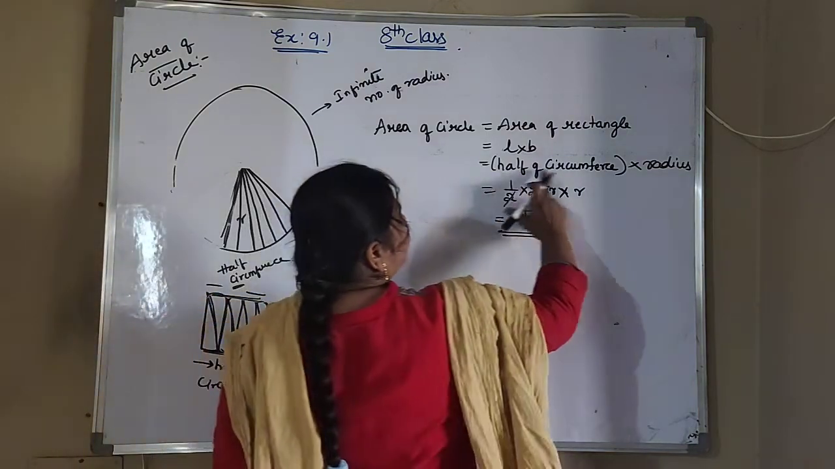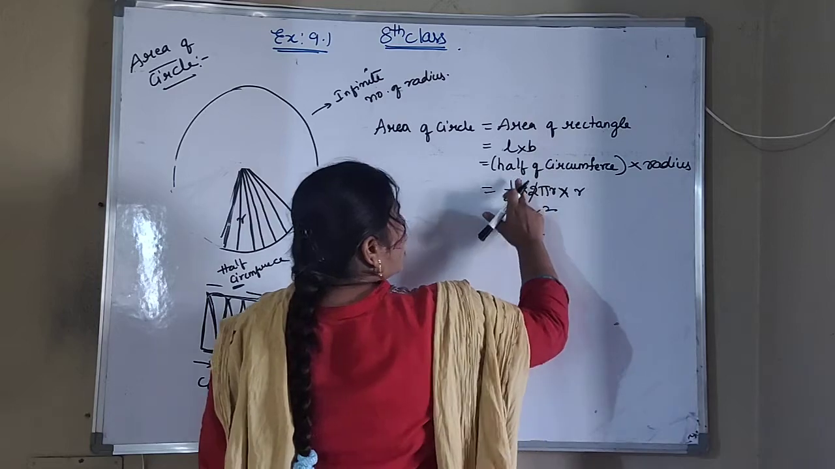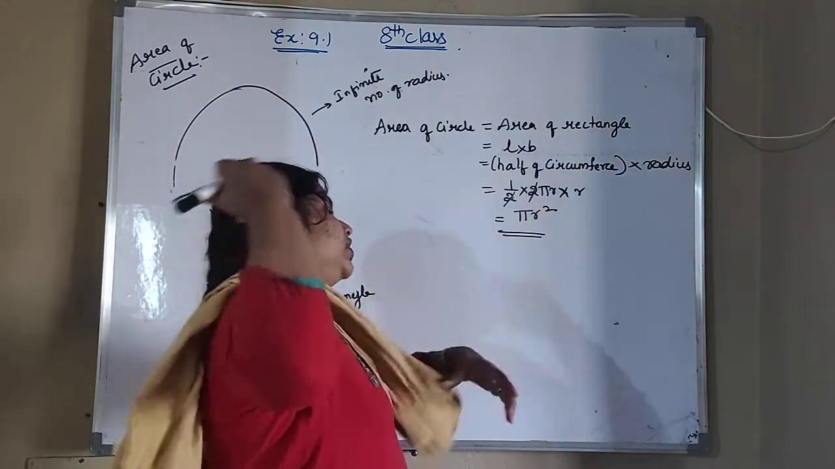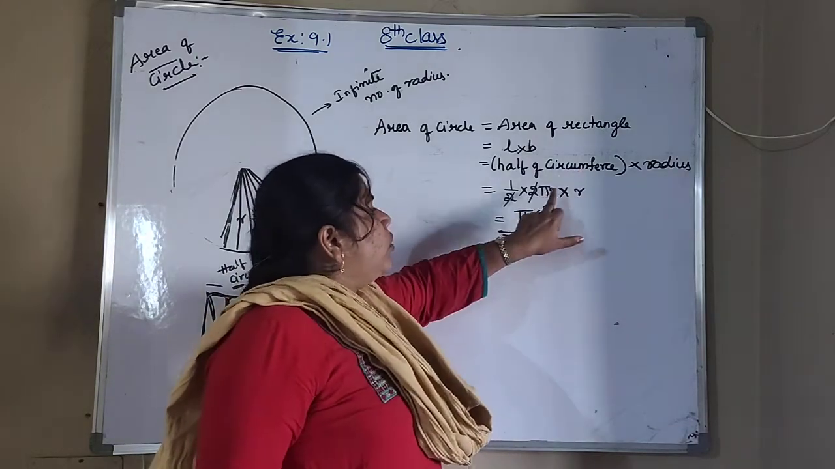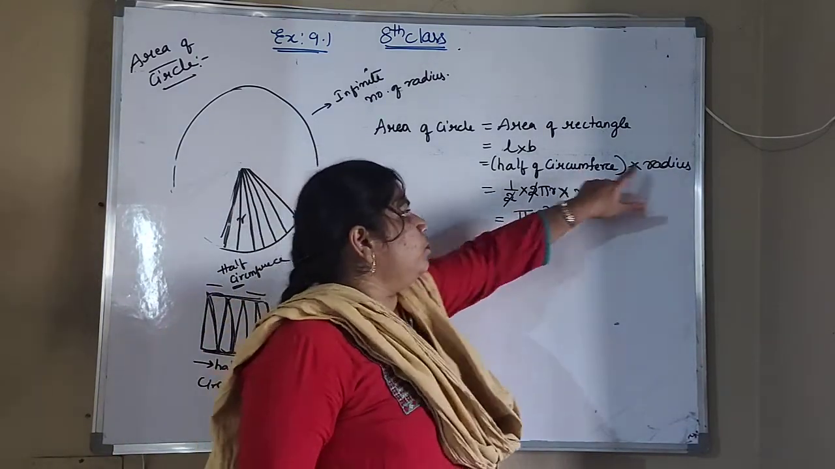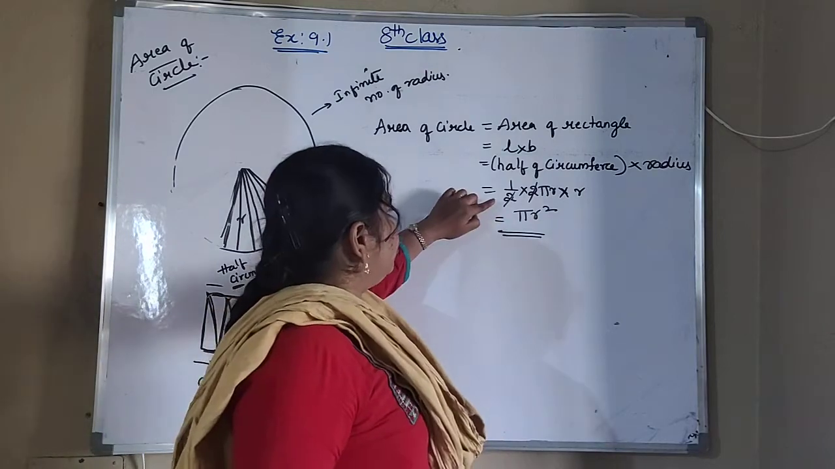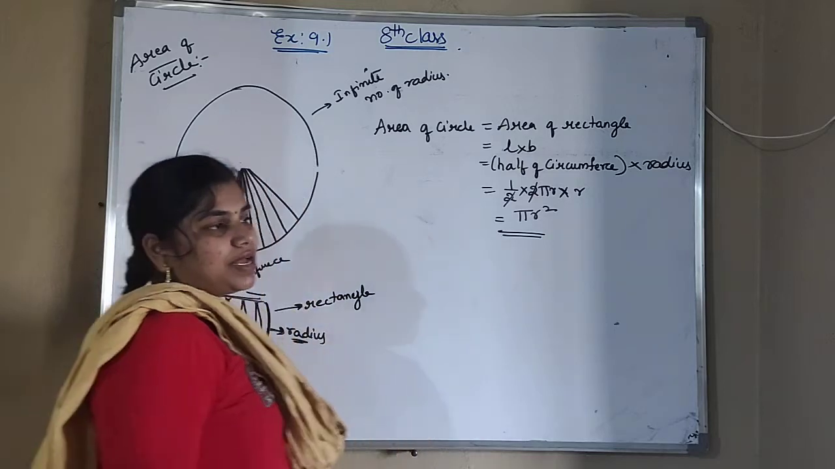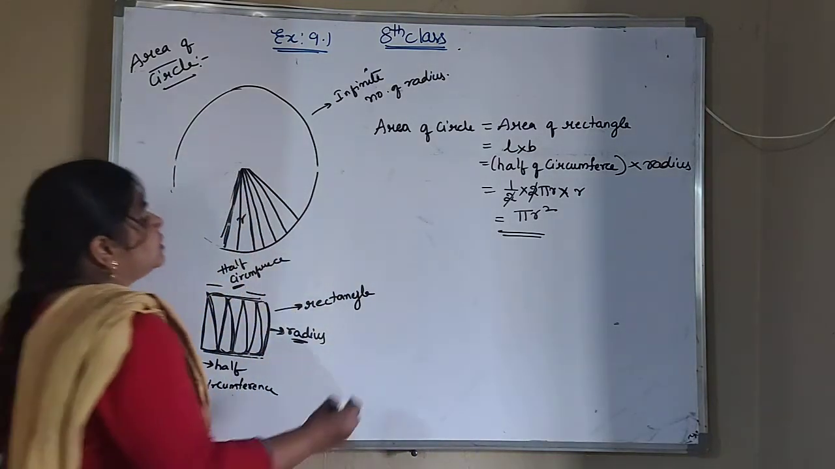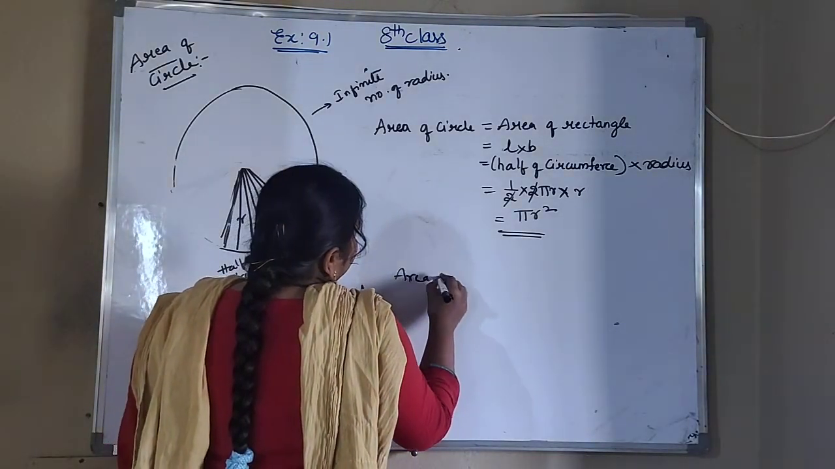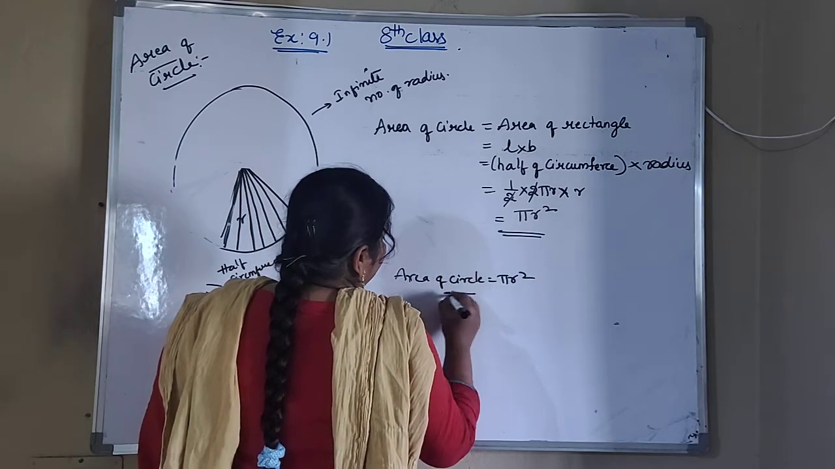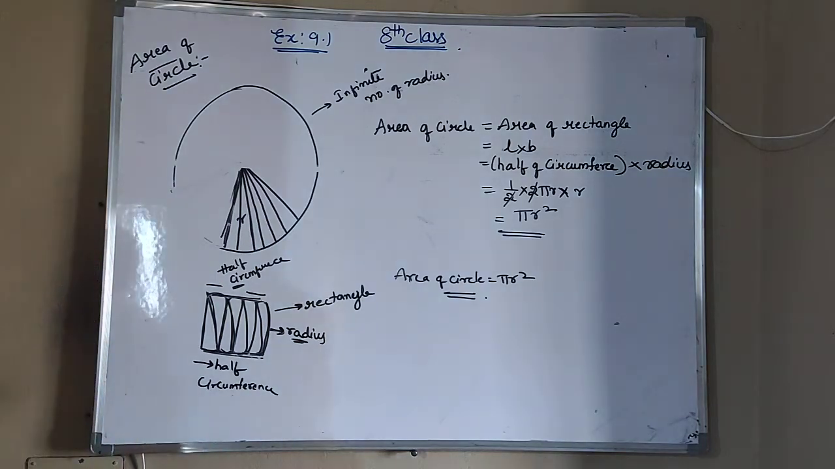Okay, so half of the circumference into radius. Half is nothing but 1/2. Of is nothing but multiplication. The circumference of a circle formula is 2 pi r, into radius, which is r here. So 2 will get cancelled. Pi r into r is r square. So you got it as pi r square. So what is the area of a circle formula? Area of a circle is equal to pi r square. So this is the formula for the area of a circle.